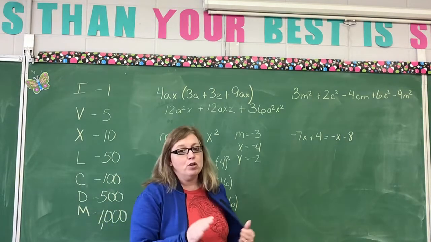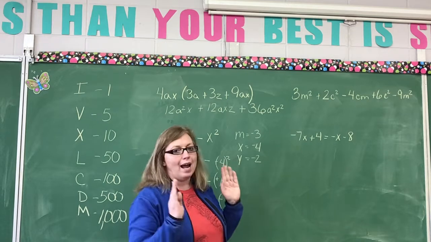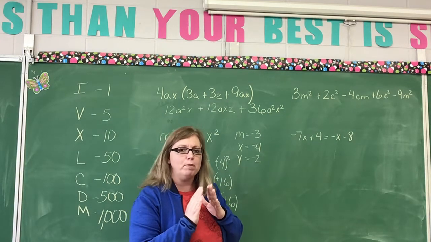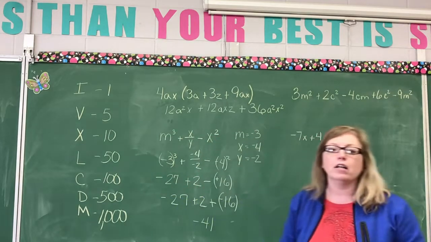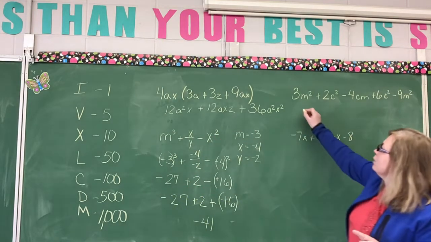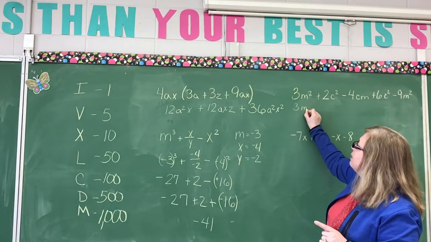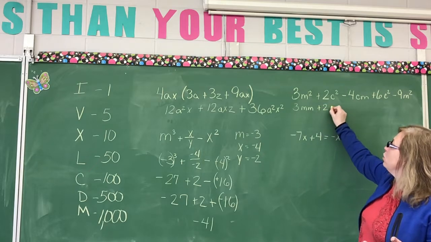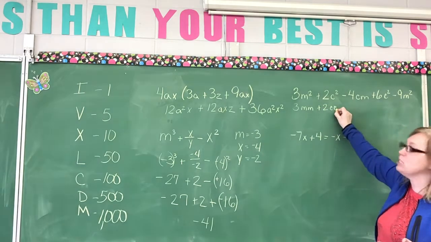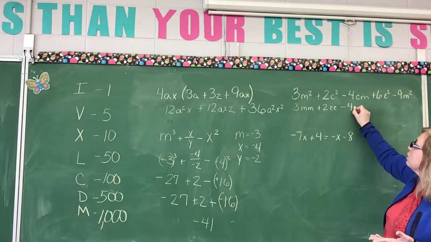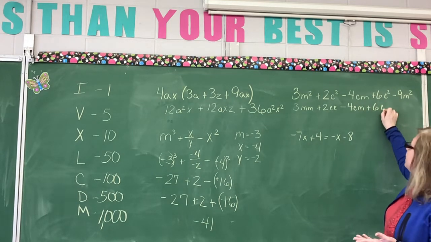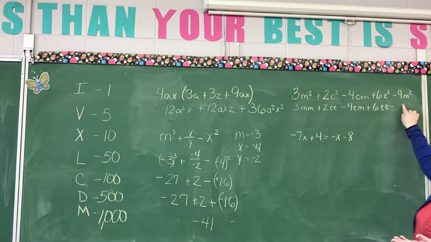Now, some of you can look at this and go, I know I have to combine squares with squares. Others of you are still having a little trouble with that. So we're going to break it apart so that everybody can get it. Okay, so we're going to say 3, and this means m times m. That's what m squared means. Plus 2 times c times c, that's c squared. Minus 4cm plus 6c squared, and minus 9 m squared.